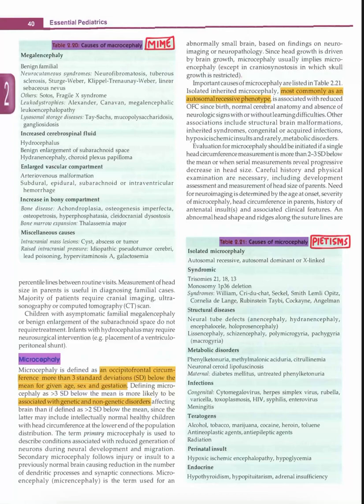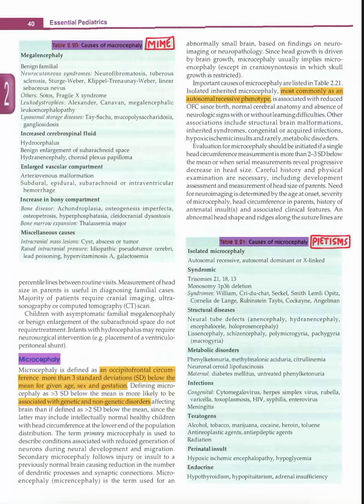Evaluation for microcephaly should be initiated if a single head circumference measurement is more than 2 to 3 SD below the mean, or when serial measurements reveal progressive decrease in head size. Careful history and physical examination are necessary, including developmental assessment and measurement of the head size of parents. Need for neuroimaging is determined by the age of onset, severity of microcephaly, head circumference in parents, history of antenatal insult, and associated clinical features.